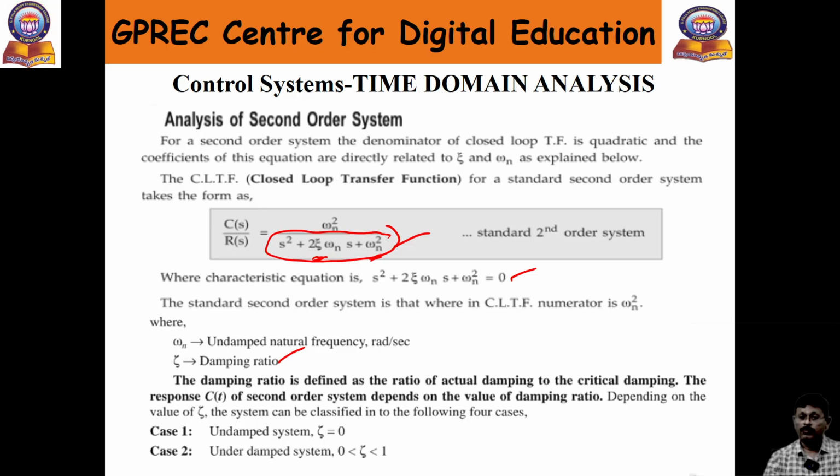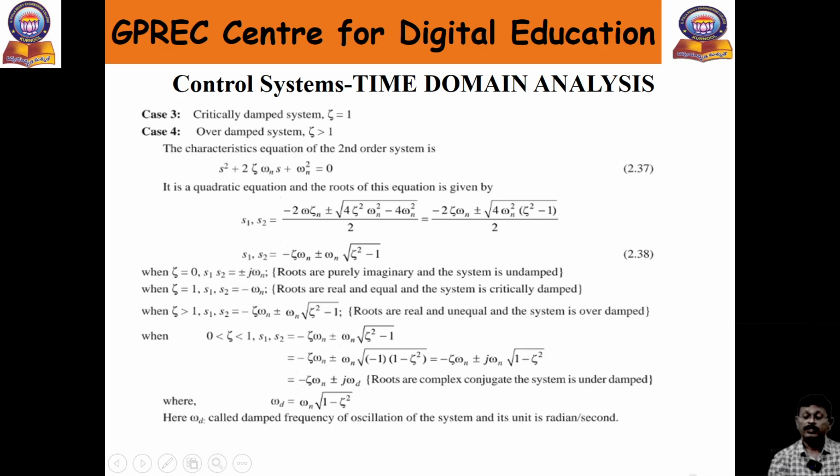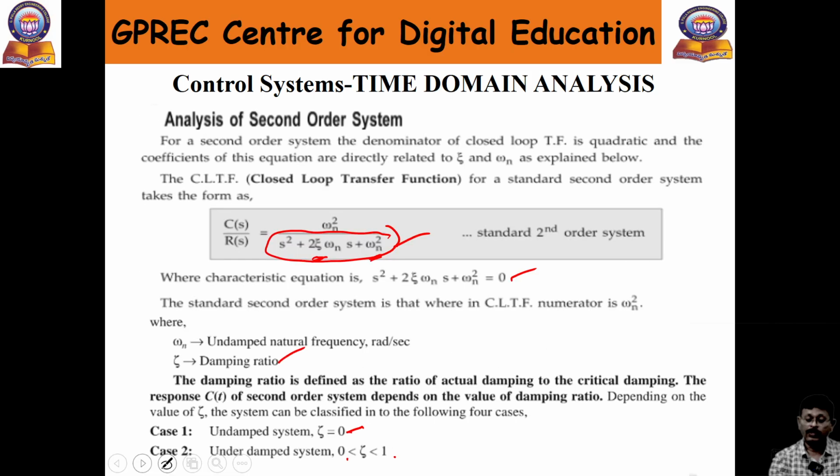Depending on the value of zeta, the system is classified into four types. One is undamped, when zeta equals 0. Underdamped is when zeta is between 0 and 1. When zeta is equal to 1, it is called critically damped. When zeta is greater than 1, you call it overdamped. So there are 4 types of system depending on the value of zeta.